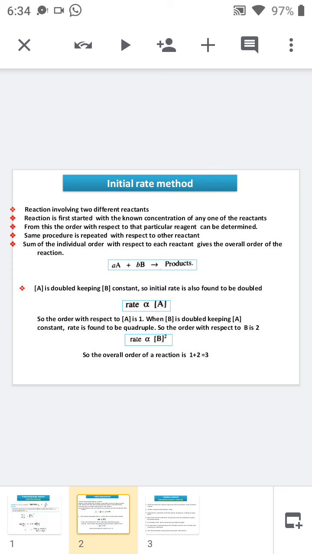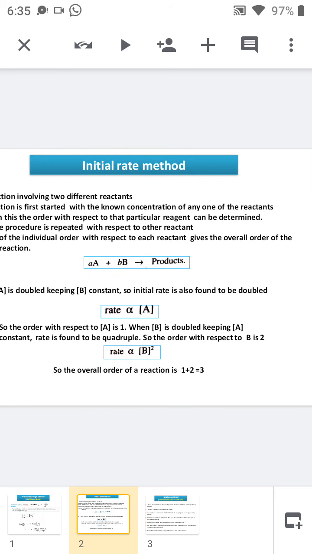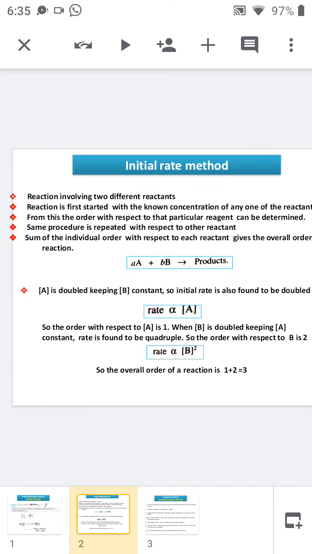when we do the same experiment by doubling B and keeping A constant, then again we will find out the rate of the reaction. If the rate is found to be quadrupled, the order with respect to B is 2. So we can write the expression with respect to B: rate is directly proportional to B to the power 2. Then the overall order of the reaction is 1 plus 2, that's equal to 3. So this is the initial rate method.